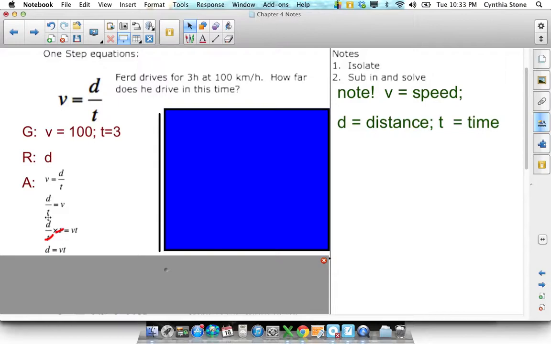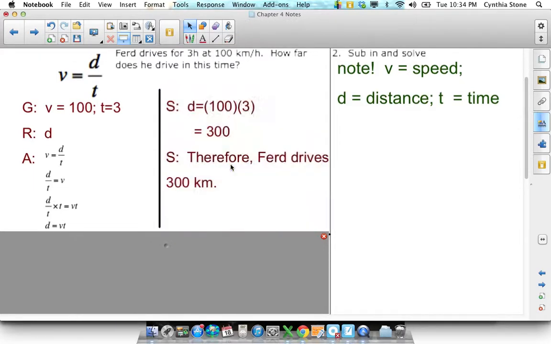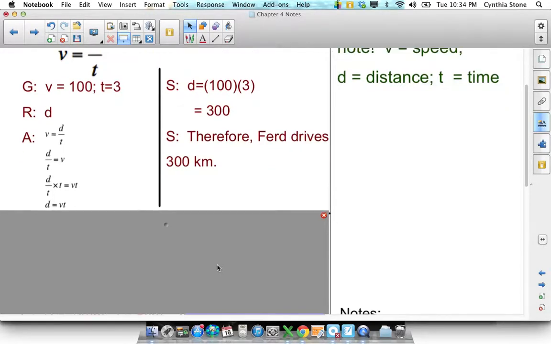Then I have this fraction. I kill the fraction by multiplying both sides by T. So I multiply both sides by T. Here's the T and there's the T. Because that's on the top and that's on the bottom, they cancel, and you end up with distance equals speed times time. Finishing then, I substitute in, and that's what the S stands for, substituting in. So speed times time, and so he drives 300 kilometers.